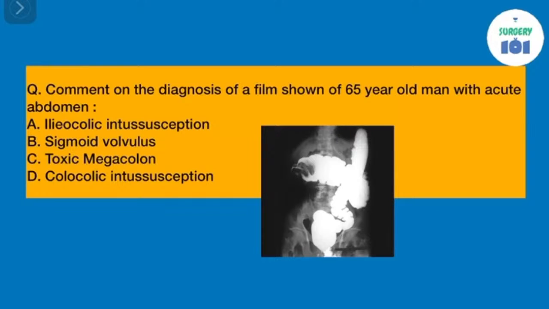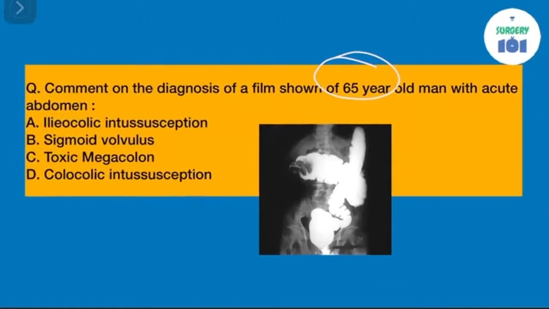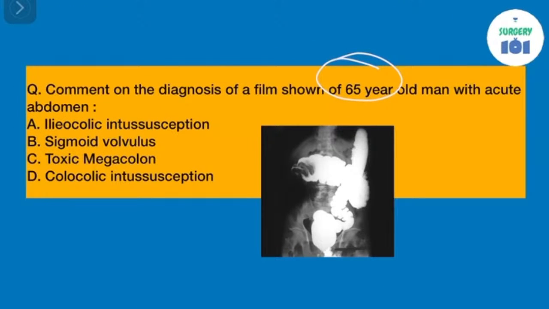In one exam, there were two questions which were based on intussusception. So just have a look at this, guys. Comment on the diagnosis of a 65-year-old man with an acute abdomen. So the patient is coming with an acute abdomen, maybe intestinal obstruction, and you performed a barium enema, and this is what you are basically getting. So what is this? This is the characteristic claw sign which you basically get in the ileocolic intussusception.